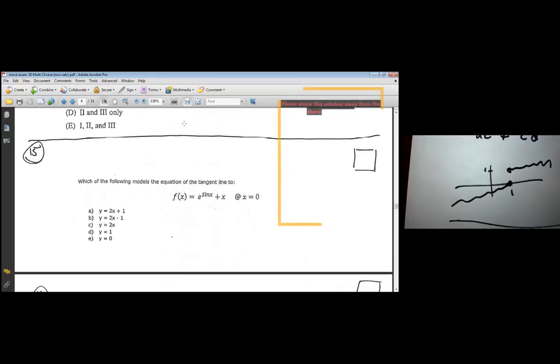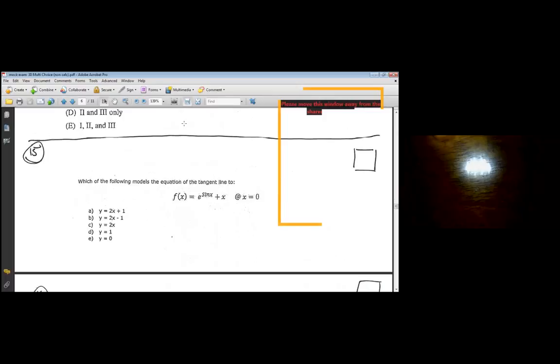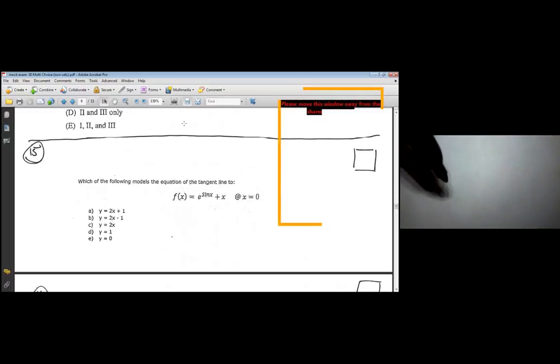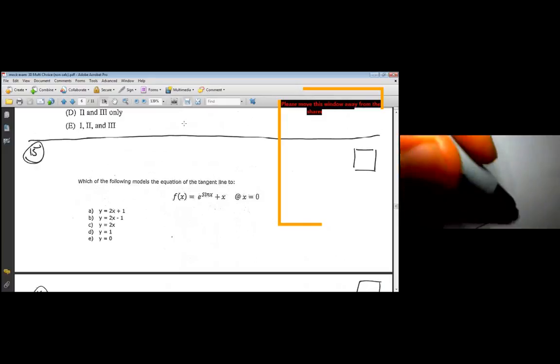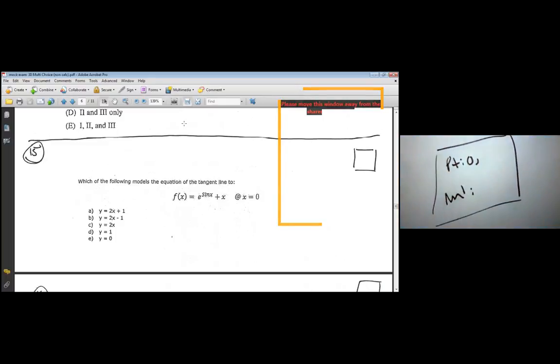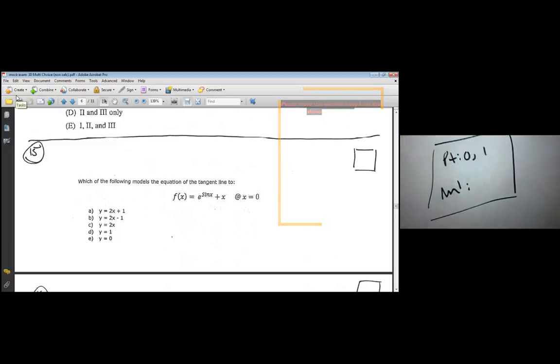15. Okay, nice and easy one. So what are we doing for 15? We are taking a derivative. We're doing a tangent line problem. So a tangent line problem means make a box. We need a point. We need a slope. So if I plug in zero, that's e to the zero plus zero. E to the zero is one plus zero is still one.